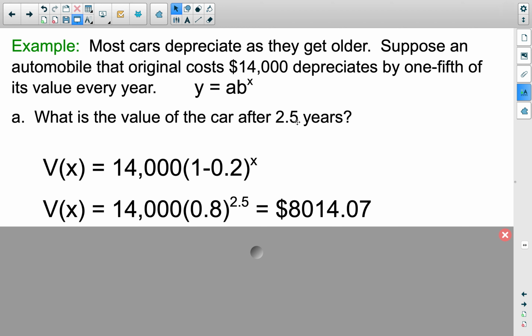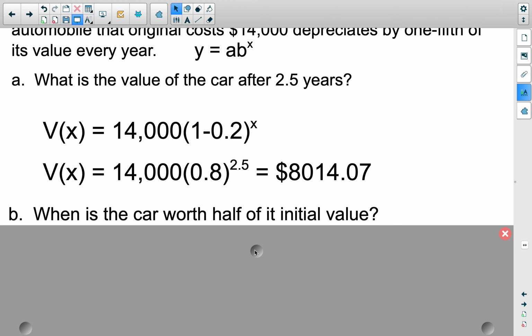The value after 2.5 years, so I'm going to put 2.5 in for time. That's my x. And then you obviously will need your calculator to calculate that. And I got $8,014.07. And make sure your answer is logical. Obviously it decreased, so that's a good sign.